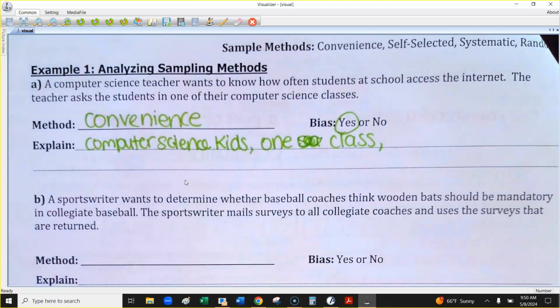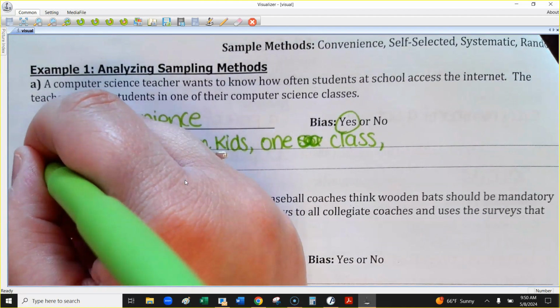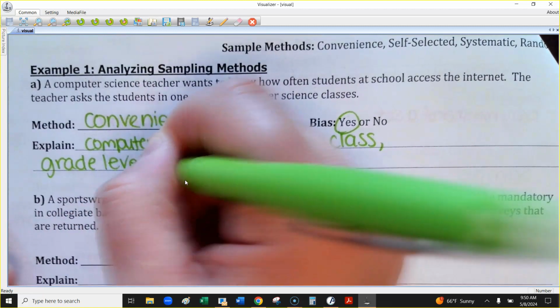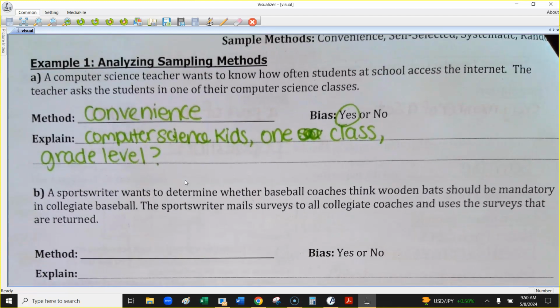Now, they don't specify here in the description, but we don't know the grade level, so maybe this could underrepresent certain grade levels depending on which class this would be. But there's a lot of different reasons, and we could all have a little bit different answer here, and I would still count it correct as long as you could defend what you were saying. So just some different options you could put.